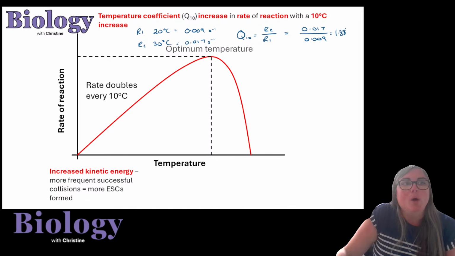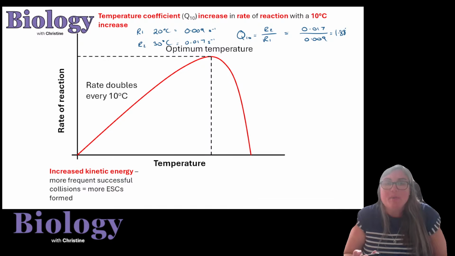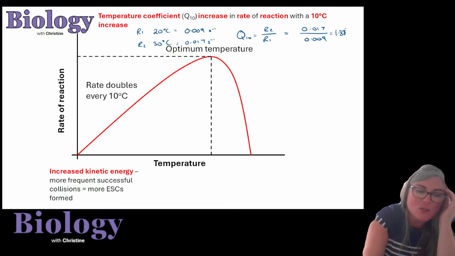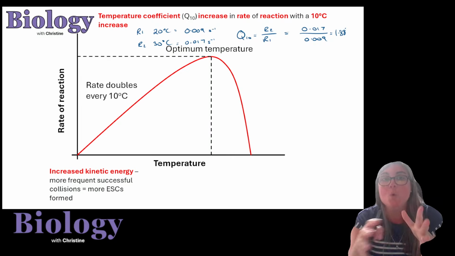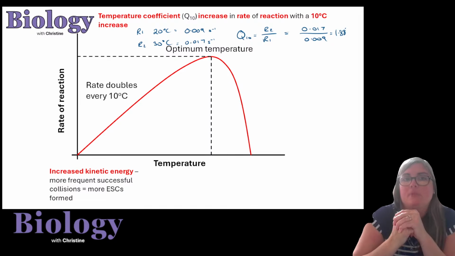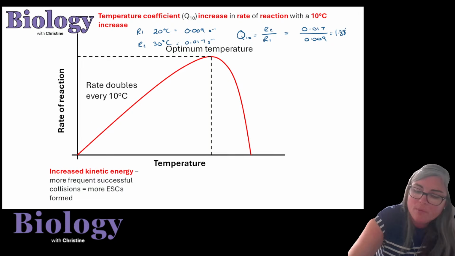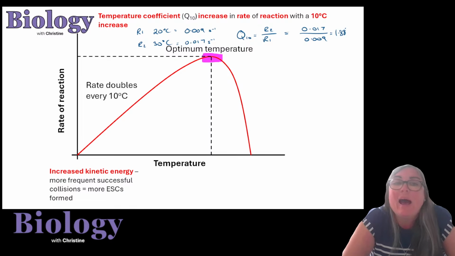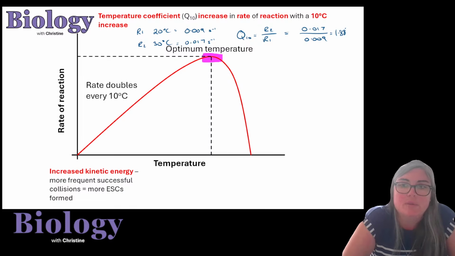Obviously, with our optimum temperature, the optimum temperature is the point at which the rate is the highest. Now, be so careful. So many students go, ooh, that's the optimum temperature. Is it the optimum, or is the optimum somewhere in between here? How would I know if that's the optimum temperature?